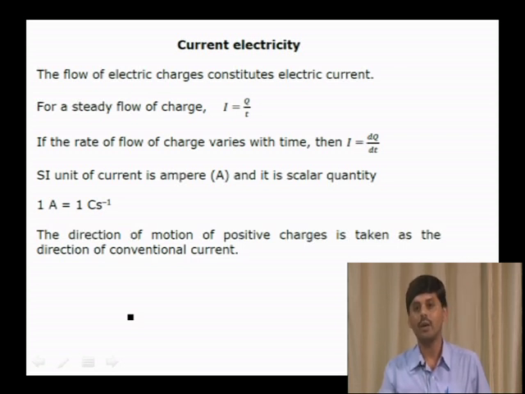How are you going to define 1 ampere? 1 ampere is equivalent to 1 coulomb per second. The conventional direction, how are you going to take the conventional direction of current? The direction of motion of positive charges is taken as the direction of conventional current.